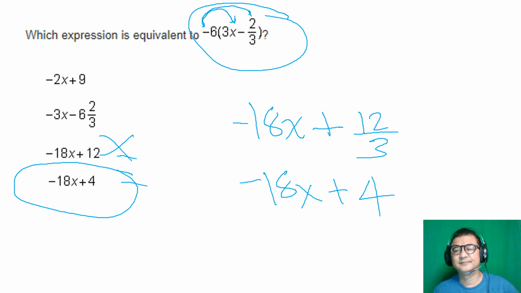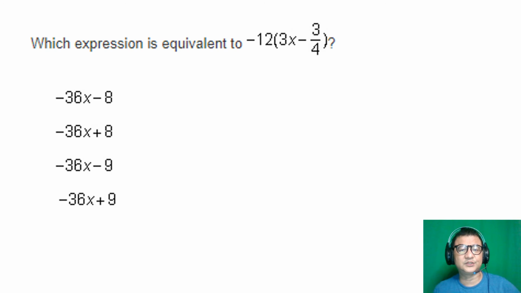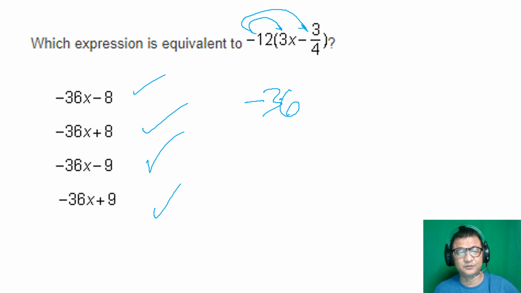Okay, next. Again, which is equivalent to this? Use your distributive property first. 12 times 3 is negative 36. All of these expressions got a negative 36, but don't forget the x. Negative times negative is a positive. So it could be this positive, that positive, not you, you're negative, not you, you're a negative.